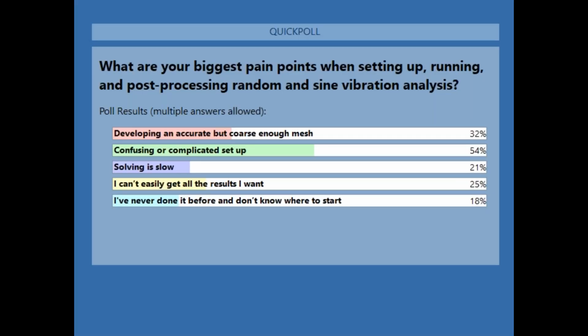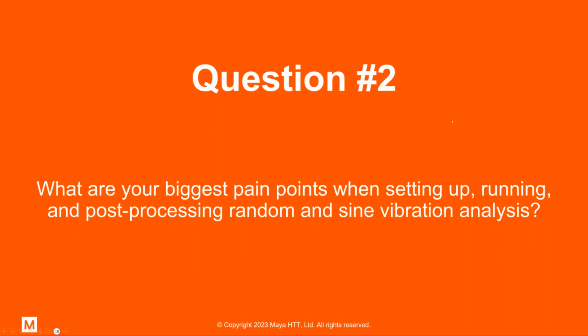So, all right, actually a good mix across the board. The biggest one, confusing or complicated to set up. Honestly, I'll agree with that. Especially if you're just going straight through Nastran, I've had to do it through the text file before, and man, that's a pain. Developing an accurate but coarse enough model, yeah, that kind of goes to solve time as well. Can't easily get all the results you want. Yeah, that's another problem I've seen a lot. A little bit across the board from everything. All right, we'll hide that. And let's go on to the next section.